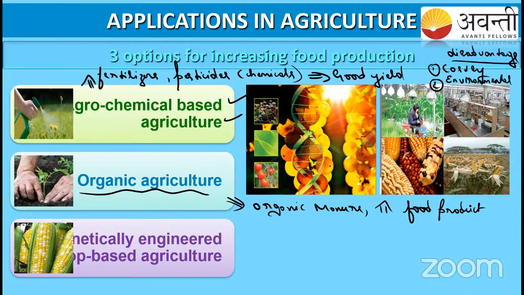So finally we have got that solution. What is that solution? It is genetically engineered based agriculture. What are we going to do here? We are going to genetically modify the plant. So let us study all these things, and how it is useful in agriculture.